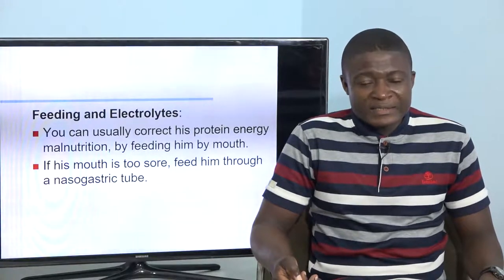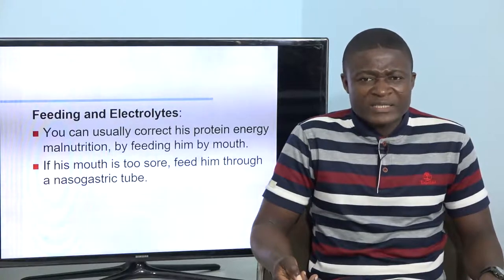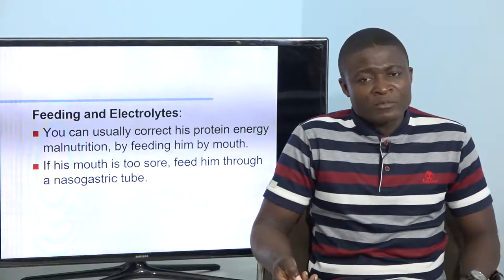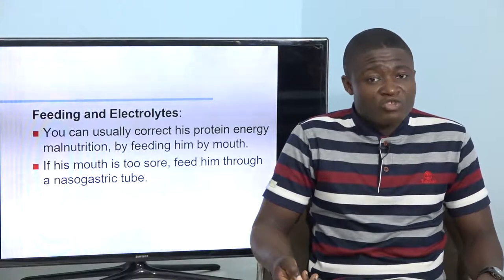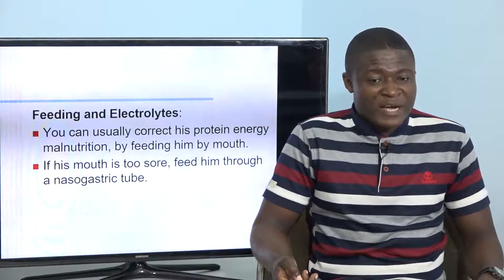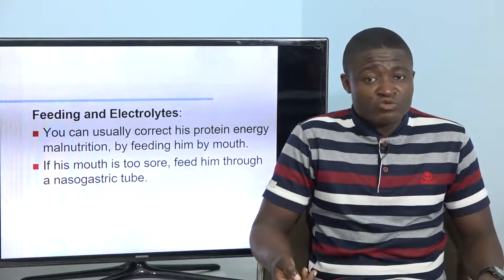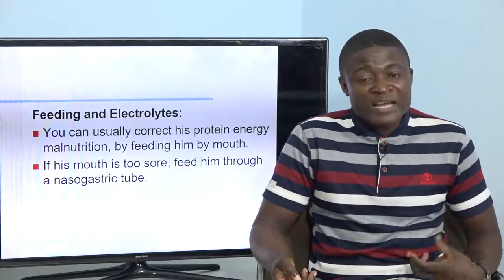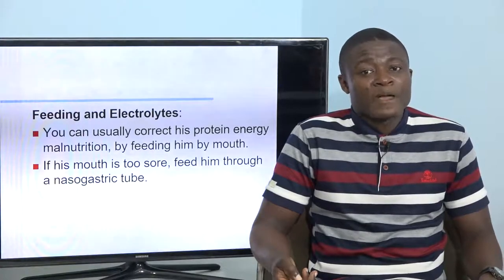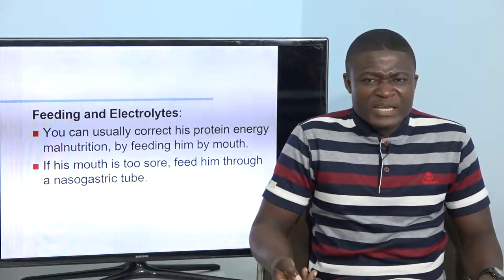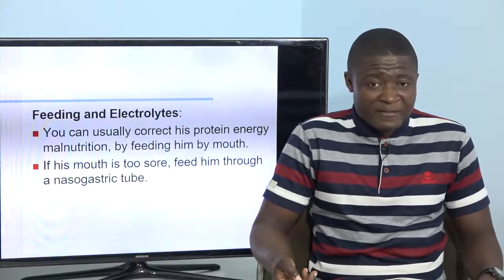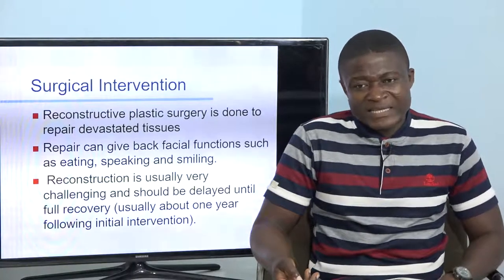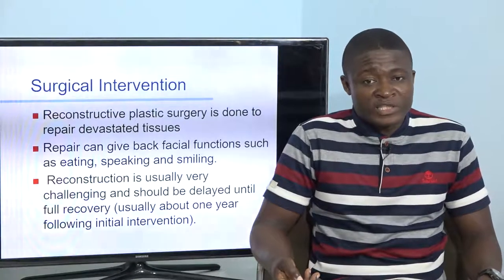Feeding and electrolytes. Now you can usually correct his protein energy malnutrition. We talked about poor nutrition being one of the contributing or precipitating factors to cancrum oris. So once we are able to identify this condition in the child, why don't we help boost the child's immunity by nourishing him, giving him adequate nutrition in order to strengthen his immunity. So you can usually correct his protein energy malnutrition by feeding him by mouth. If his mouth is too sore, you feed him through an NG tube. So if the mouth is too devastated that he cannot feed, then you need to use an NG tube.